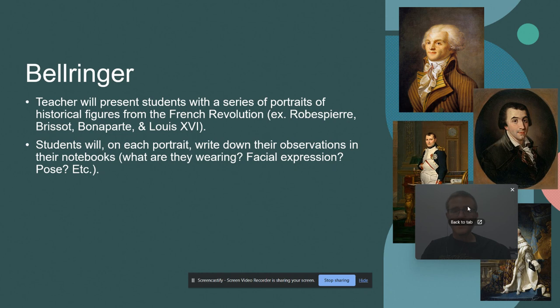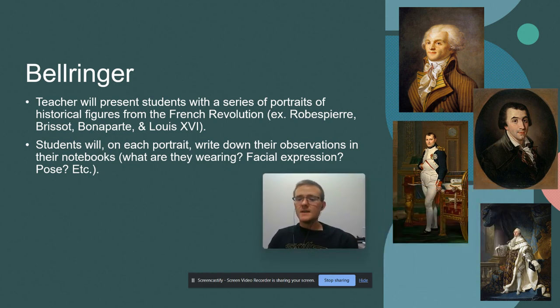So I guess as an example of this, take Louis the 16th for example. You can see he's decked out in gold. He has this grandeur posture right here. It's I'm better than you, I'm above you. Whereas if you have Brissot here, it's very colonial, it's very average, it's very middle class. That's how I would describe it.